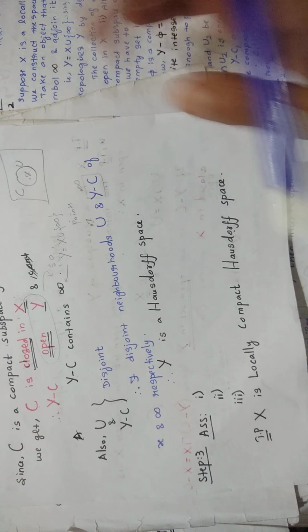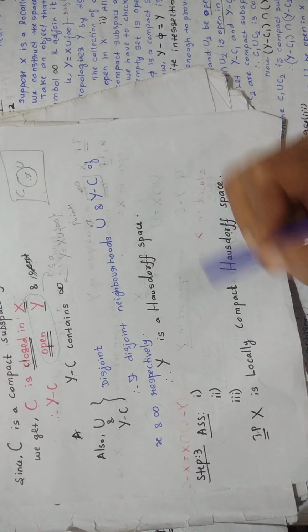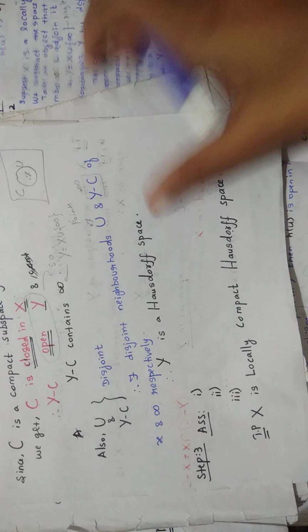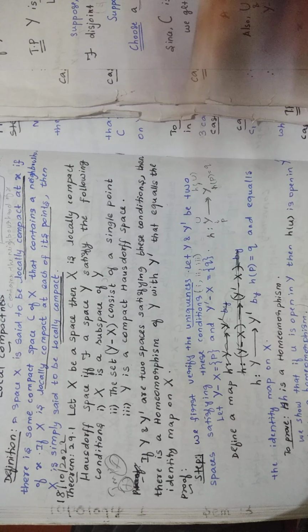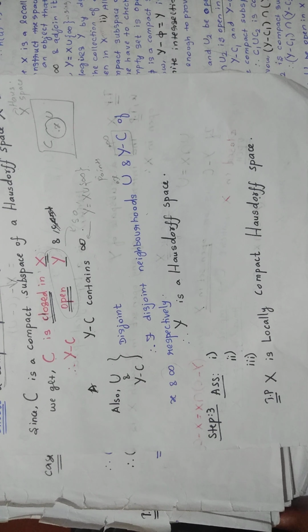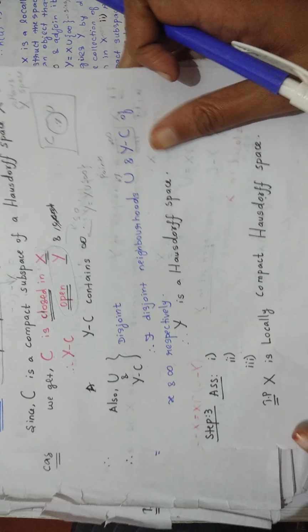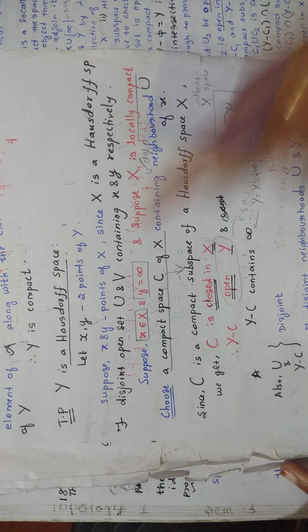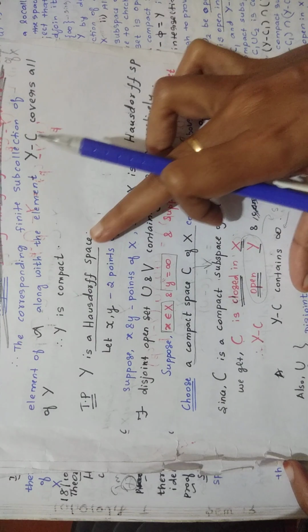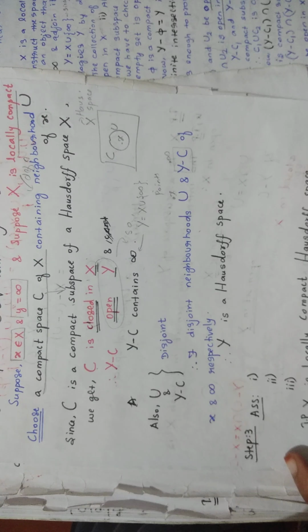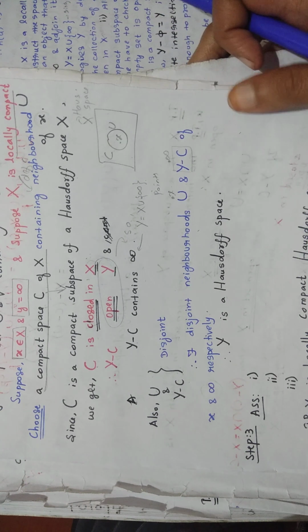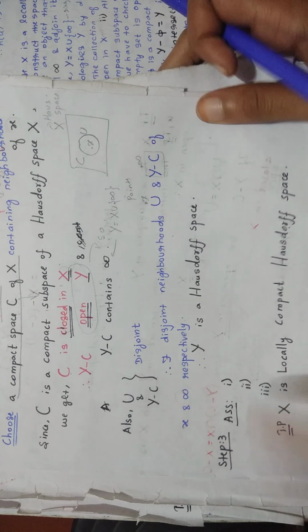Okay, so you proved y is a Hausdorff space. Now let's prove step 3. As you are assuming these three conditions, you will prove x is a locally compact Hausdorff space. Y is a Hausdorff space is already proved. So let us prove it's a locally compact Hausdorff space. Let us prove locally compact. That is what you have to prove now, by assuming these three conditions.